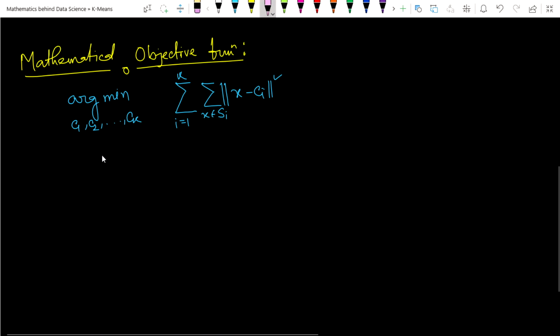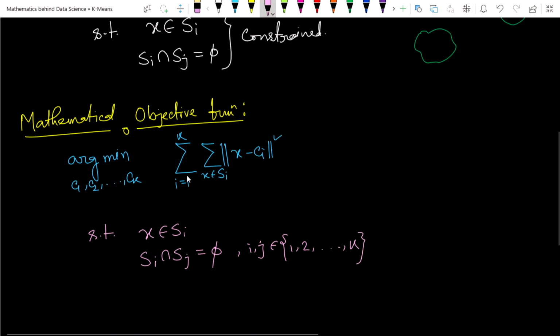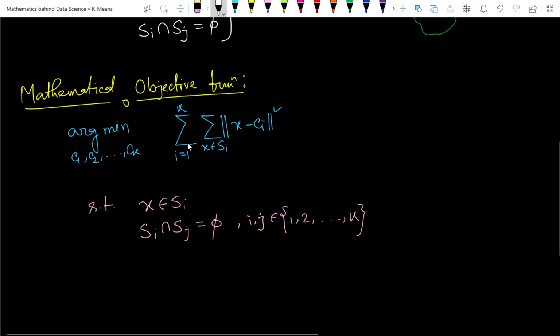The corresponding constraint is that x belongs to Si, and the intersection between any two clusters is equal to the empty set, where i and j must range from 1 to k. That's what we have to maintain. These things are called the sum of the squared distances from the centroid in each cluster.